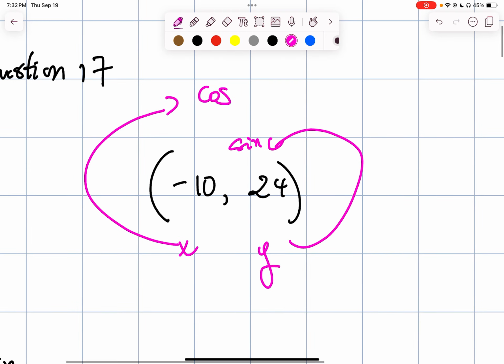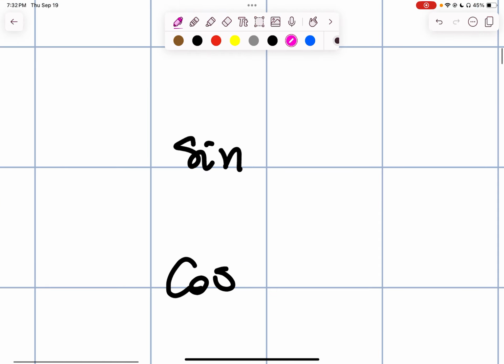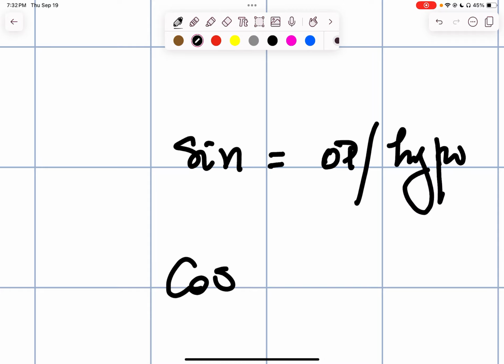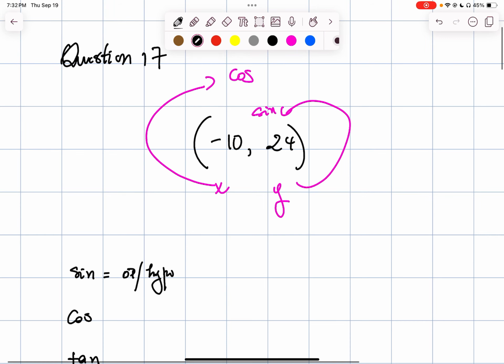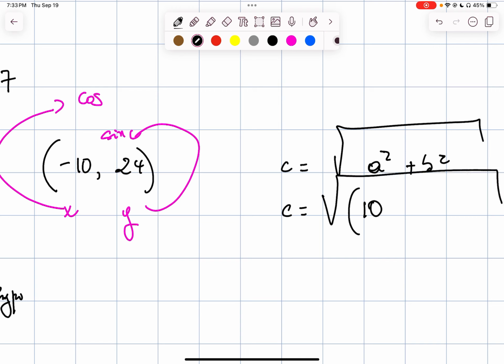That's just two starts. So right now we're going to try to find sine, and the function for sine is still going to be the same. It's not going to change. It's opposite over hypotenuse. To find the hypotenuse using the 2 points, you use the same formula we used earlier: c equals the square root of a squared plus b squared. So c equals the square root of -10 squared plus 24 squared.